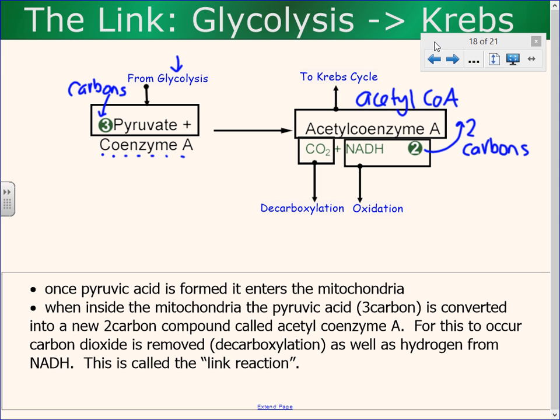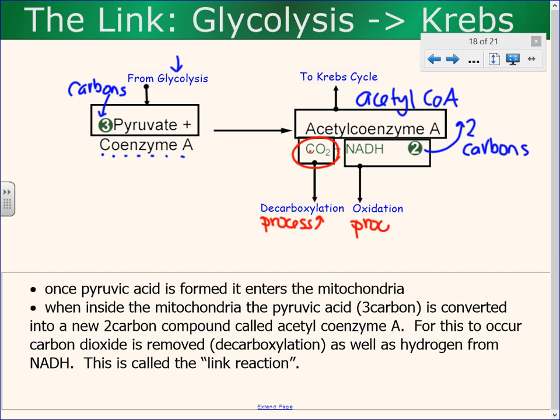Now if we take a look over here, here's my other products. I get a molecule of CO2. The process that caused this is called decarboxylation. D means I undid something. Carbox talks about carbon and oxygen. And ylation means I took it off of my molecule. So decarboxylation is saying I took carbon and oxygen off.